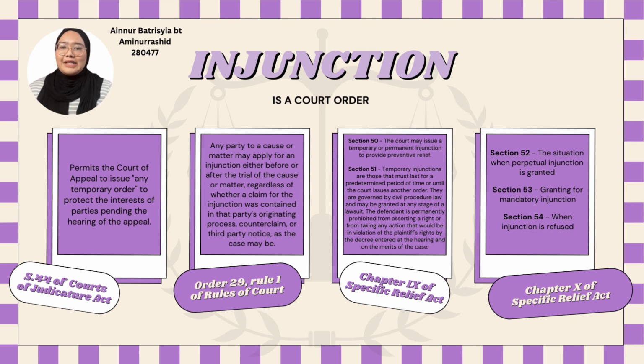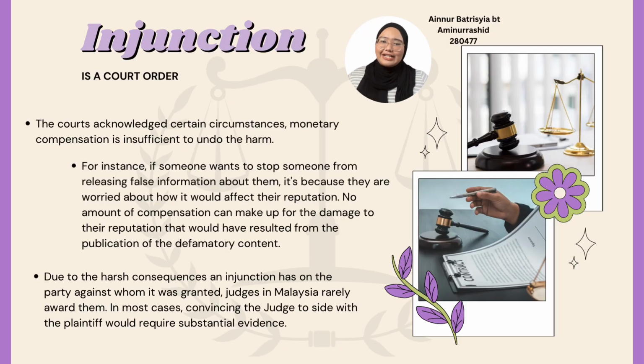Lastly, Chapter 10 of the Specific Relief Act 1950, Sections 52, 53, and 54. Section 52 explains the situation where a perpetual injunction is granted. Meanwhile, Section 53 states the court may, in its discretion, grant an injunction to stop the alleged breach as well as to compel performance of the necessary acts when, to prevent the breach of an obligation, it is necessary to compel the performance of specific acts that the court is capable of enforcing. Lastly, Section 54 further explains when an injunction is refused. The courts recognize certain circumstances in which monetary compensation is insufficient to undo the harm.